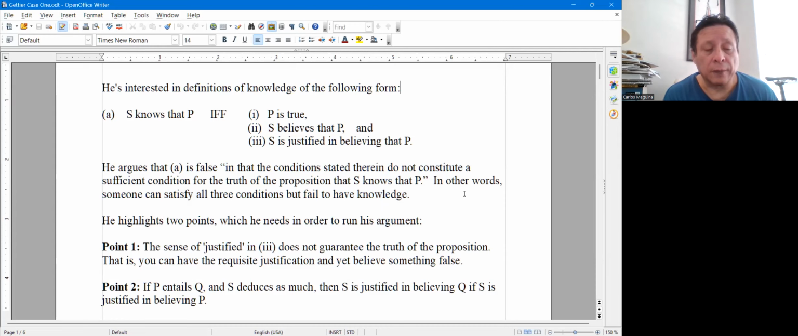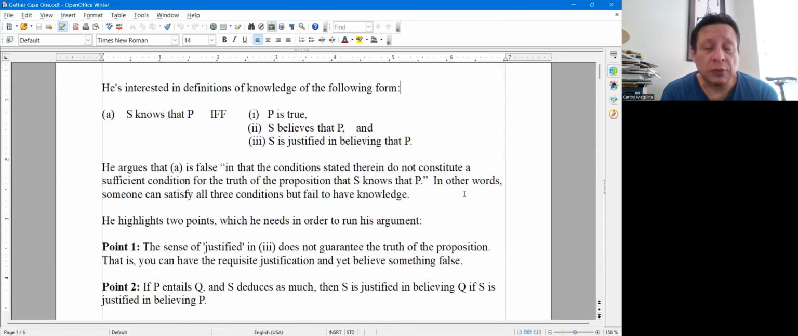Uncontroversial. Point 2, let's call it the entailment point. He thinks that if P, the proposition that the subject believes, entails another proposition, call it Q, and S deduces as much, S sees that this is a case of entailment, then S is justified in believing Q. So it's not enough that P entails Q. If P entails Q, then Q is true, but that doesn't give the subject justification for believing it. The justification comes from seeing that this is a case of entailment.